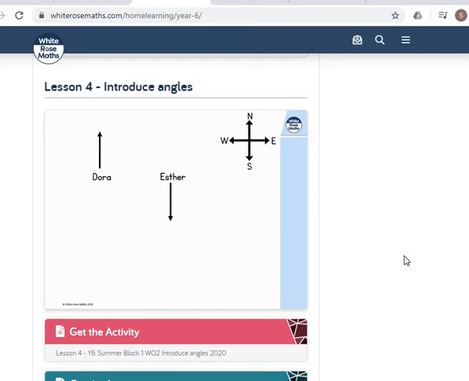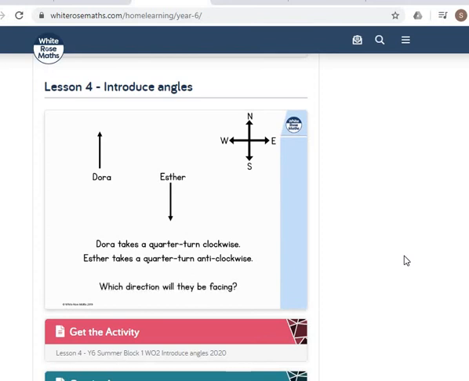Dora and Esther are both facing different directions. Which way is Dora facing, and which way is Esther facing? Yeah, Dora's facing north, and Esther's facing south. Dora takes a quarter turn clockwise. Esther takes a quarter turn anti-clockwise. Which direction will they be facing? If it helps, you could get out of your chair and you could visualize. Let's watch the turn. Were you correct? They're both facing east now.